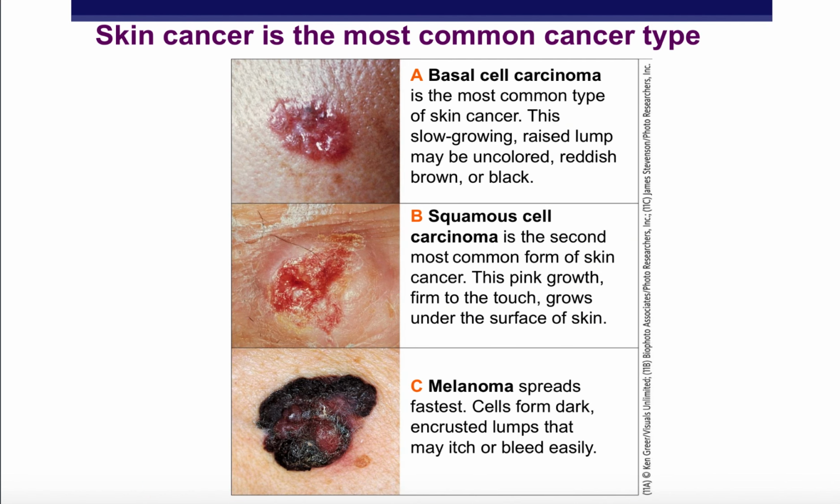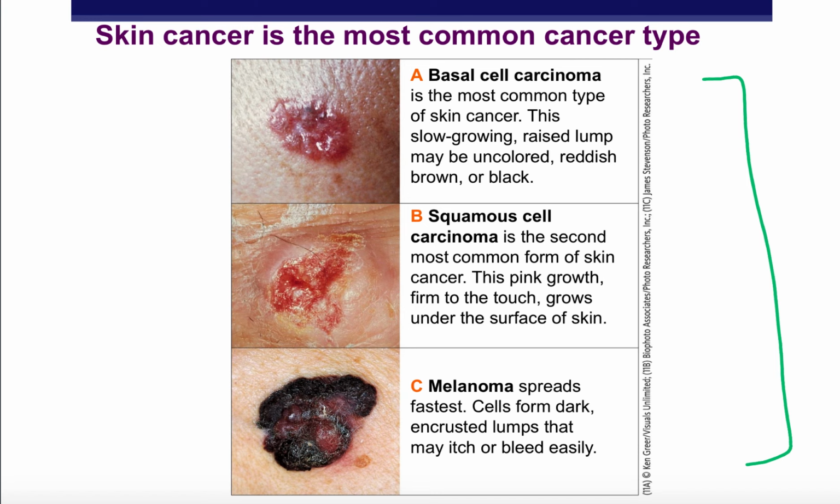So skin cancer is the most common cancer type, by the way, so a lot of students tend to have questions about that. Just by the way, these are different types of skin cancers. You don't need to take notes on this. I just thought it was kind of interesting for those of you who want to know more about different kinds of skin cancer.